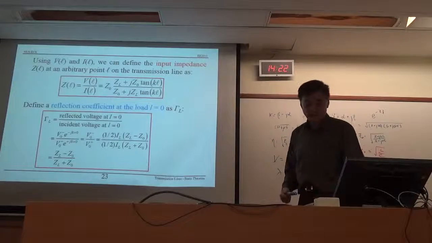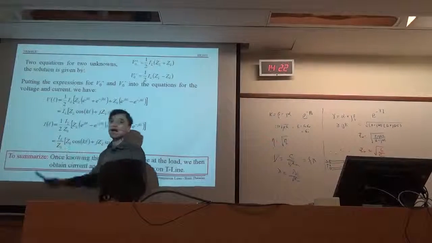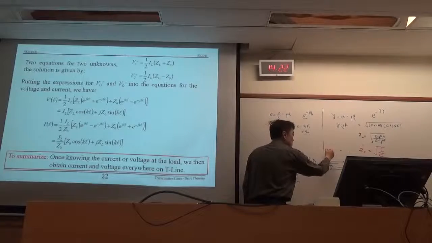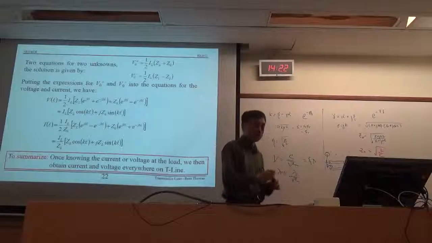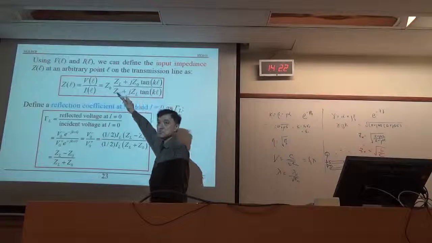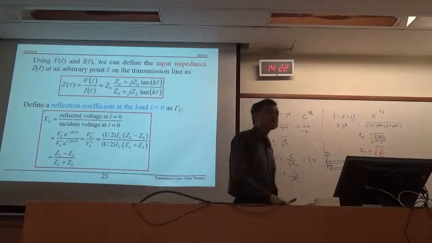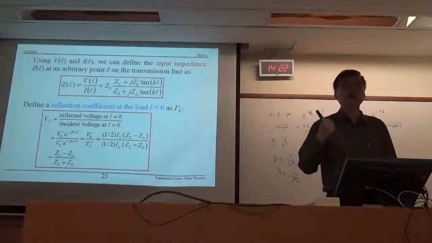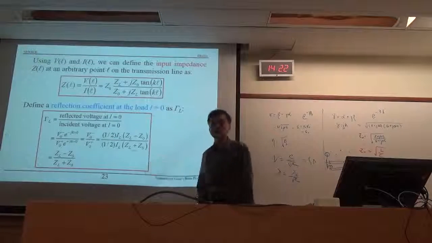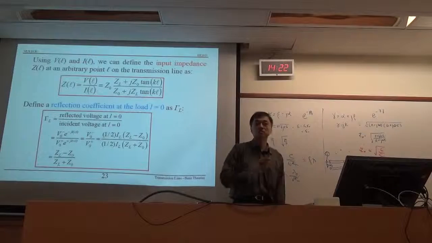And VL over IL is the impedance measured at this point. VL over IL is the impedance measured at that point, and this is the famous transmission line equation. And this one you will need to know as well. This is a transmission line equation: impedance measured at different points along the transmission line.